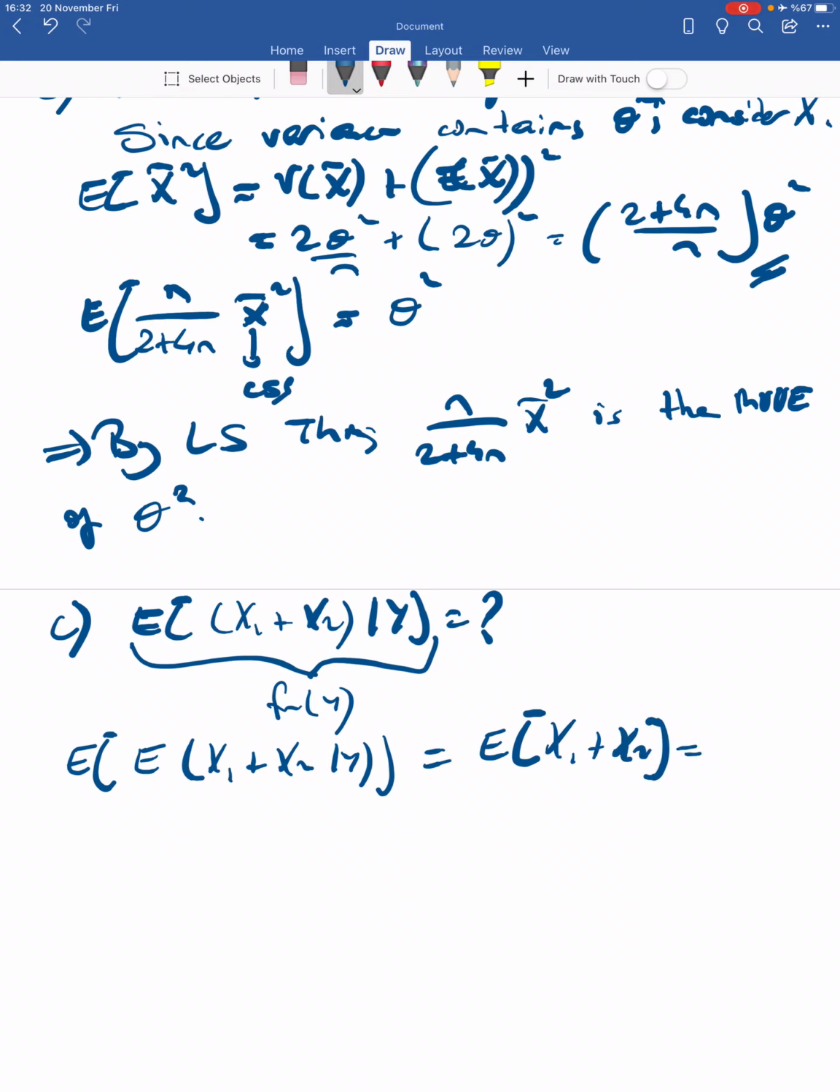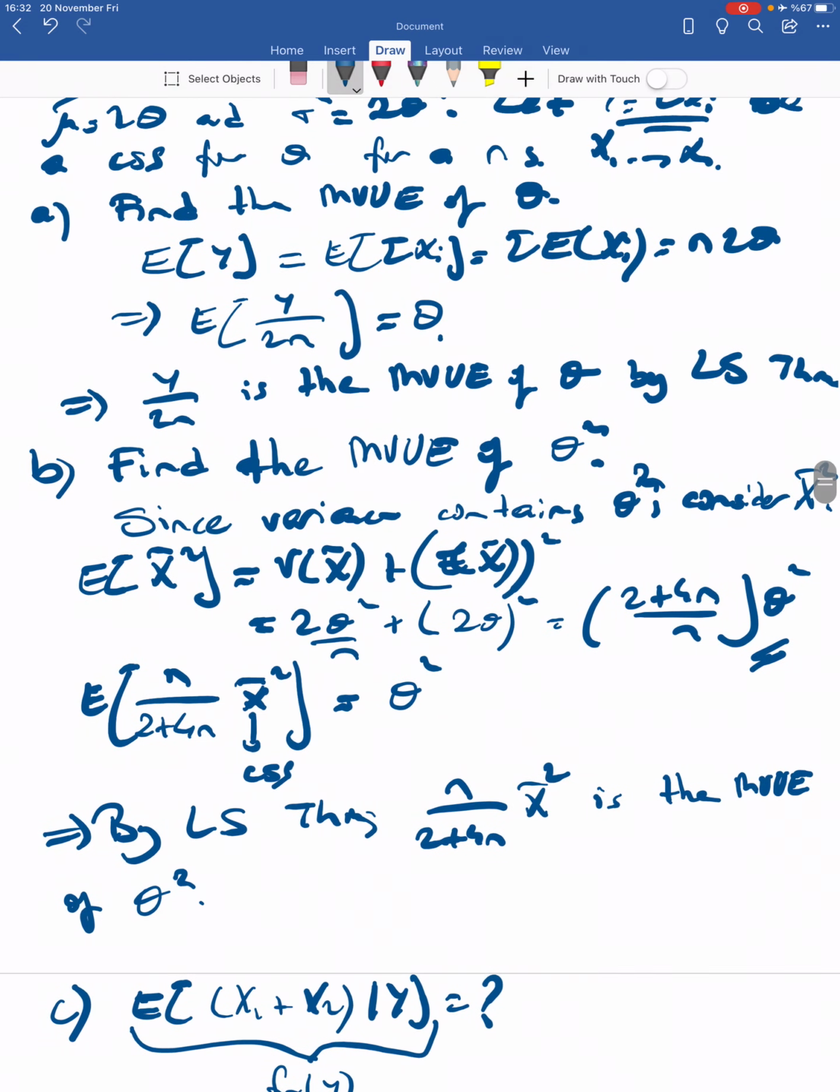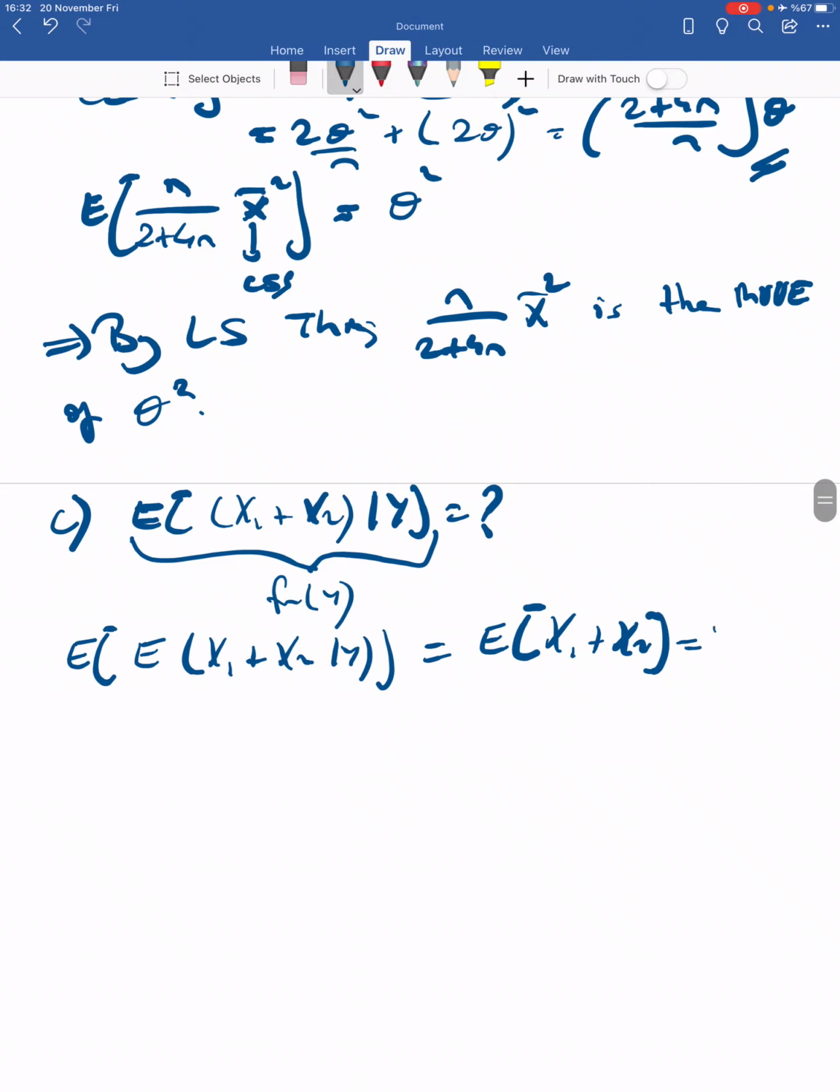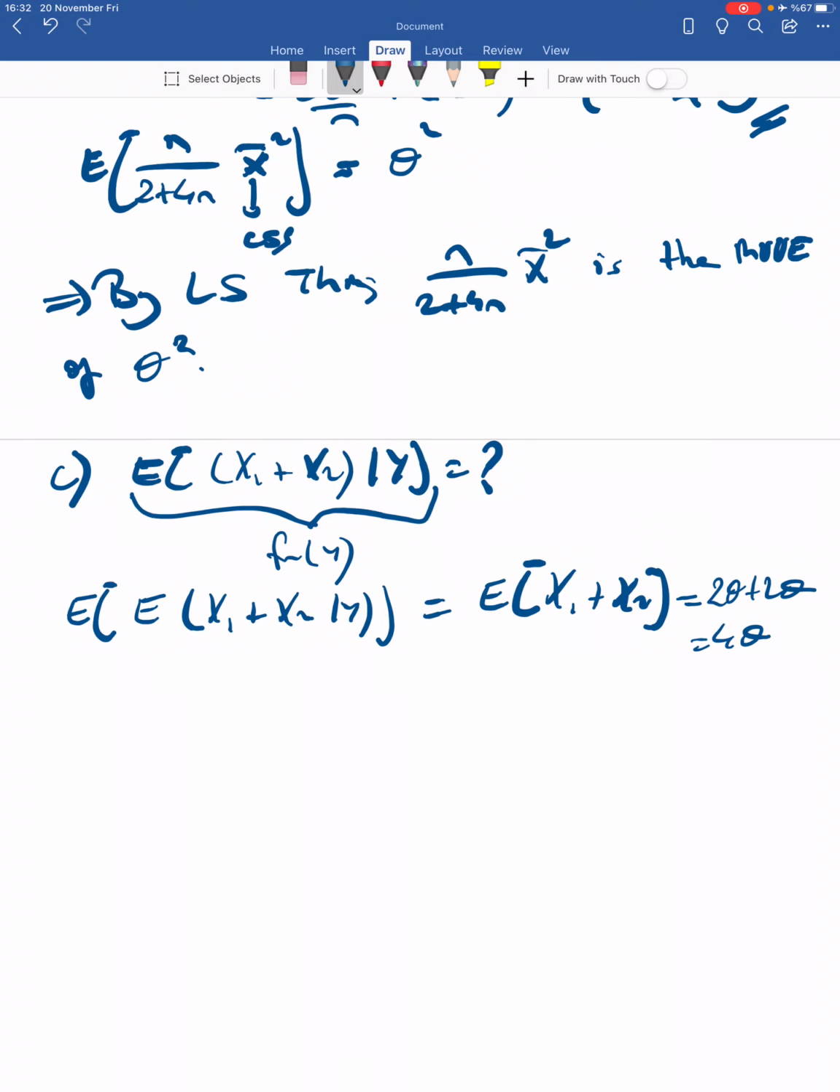Okay. So what is x1 plus x2? What is the expectation of x, given theta? So 2 theta plus 2 theta, we have 4 theta. Okay? So we know that the expectation of this function should be 4 theta. And this function itself is a function of y. What is y? Y is a complete sufficient statistic. But here the important thing is that y is complete.